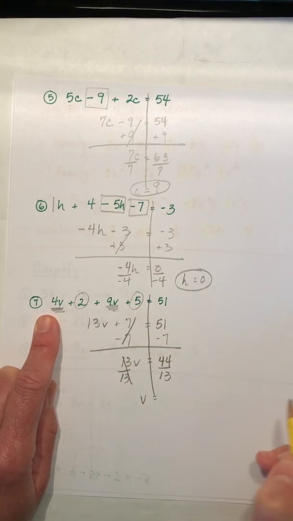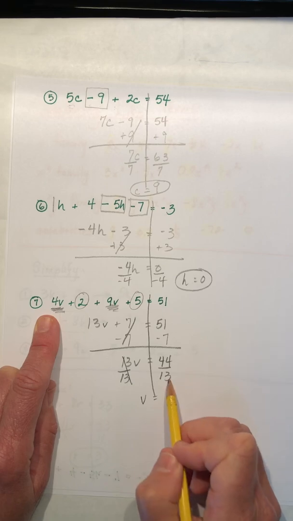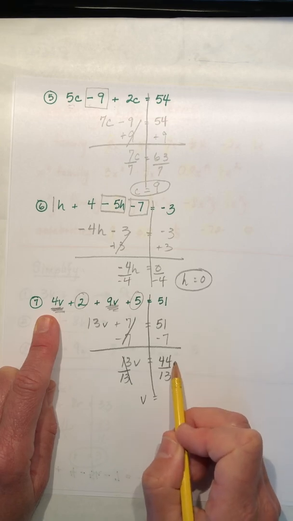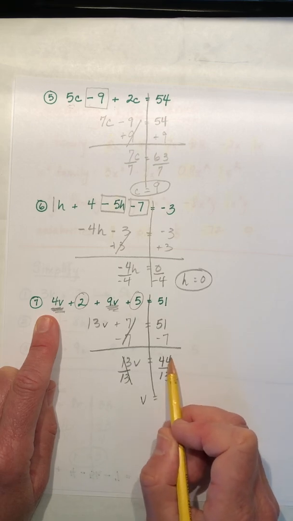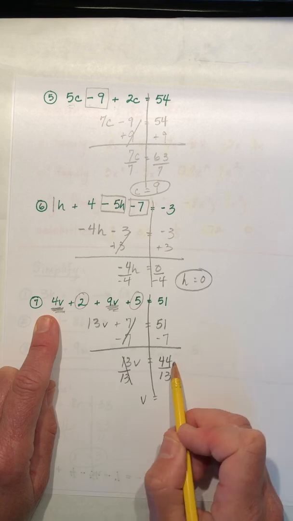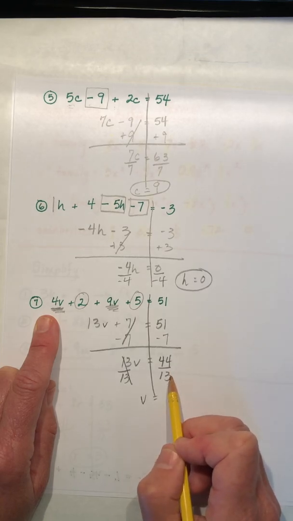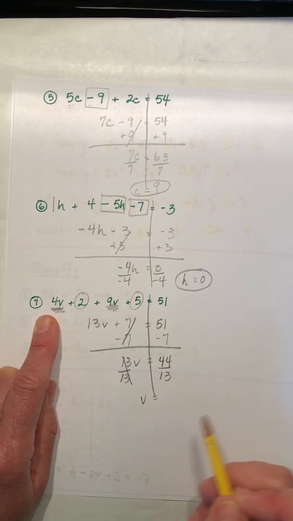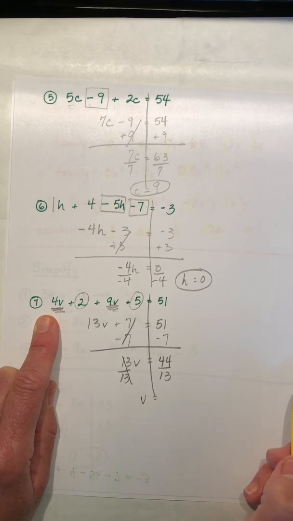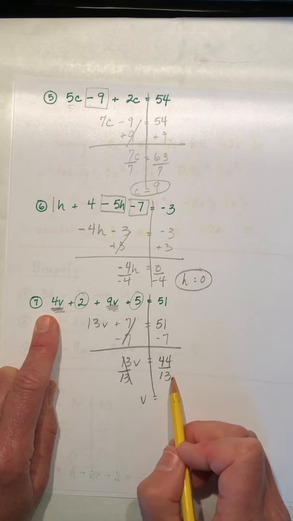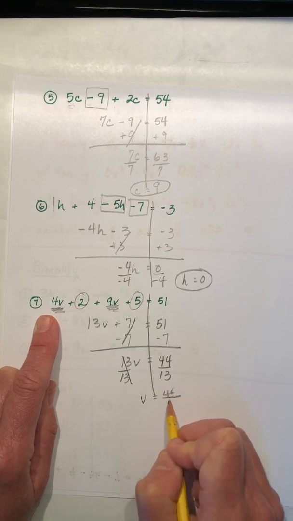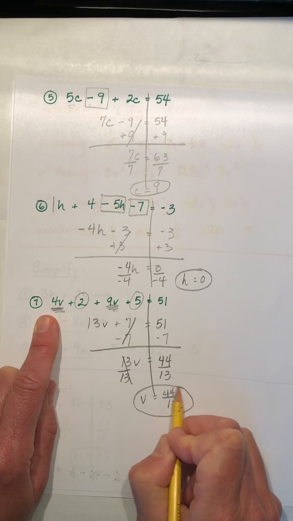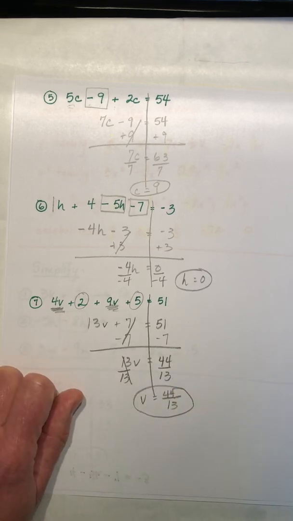But here's the cool thing. When you end up with a fraction, or when you end up with division like this, and you know it's not going to come out to something even, just write it as a simplified fraction. Remember, 44 divided by 13 means 44 over 13. So, can this be simplified? No, it can't. So the final value for V is 44 over 13.